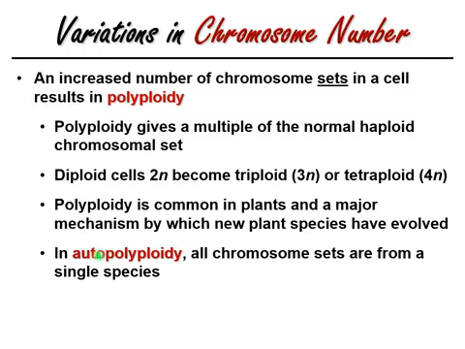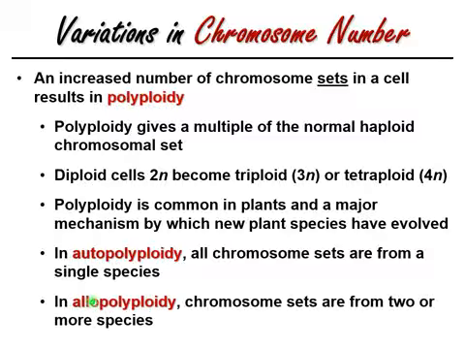And so in autopolyploidy, all chromosome sets are from a single species. So my example of human beings in dispermy would be an example of autopolyploidy. Whereas in allopolyploidy, chromosome sets are from two or more species. And so this is more common in plants, right? Because it's not going to work out too well for animals.